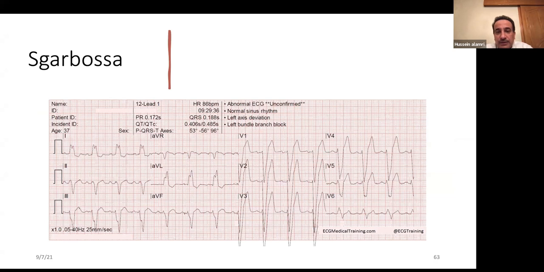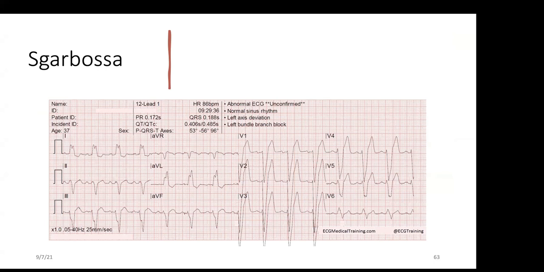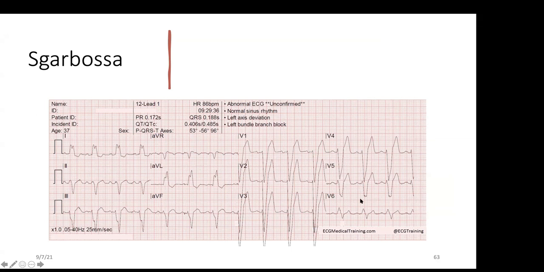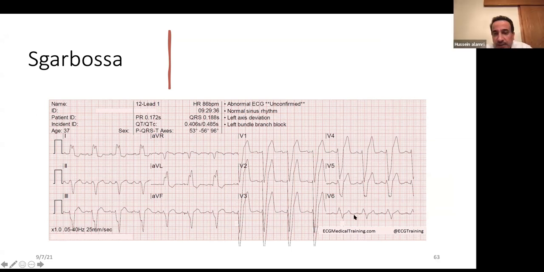Okay, what about this ECG? This is left bundle branch block. You see it's discordant, in V1, more than 5 millimeters. Discordant. Okay. So let's apply the criteria. Is there concordant ST elevation of more than 1 millimeter? Always when you say concordant, we look at the leads with positive QRS. We don't have concordant ST elevation.